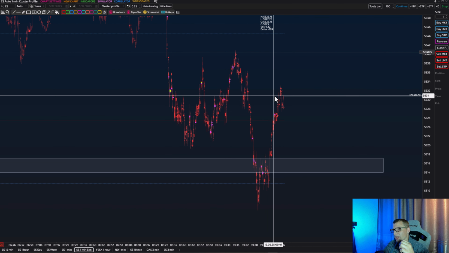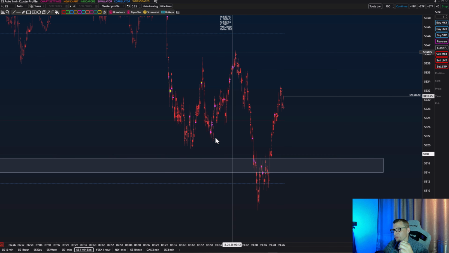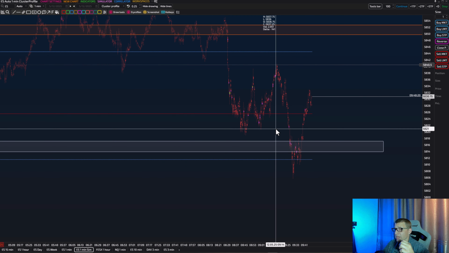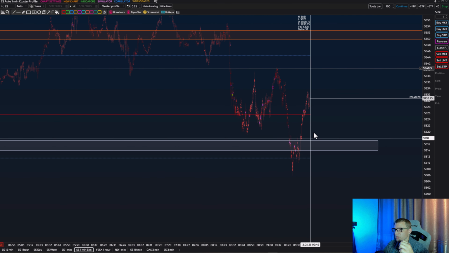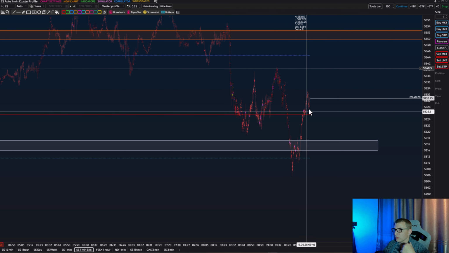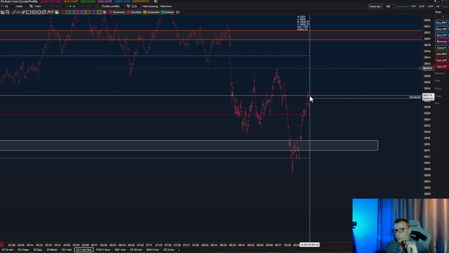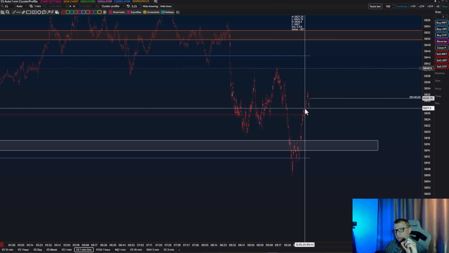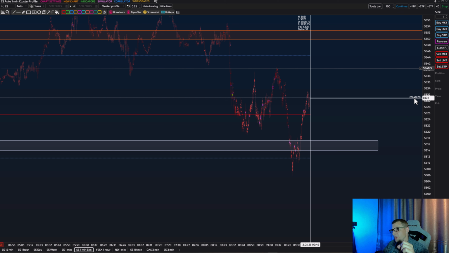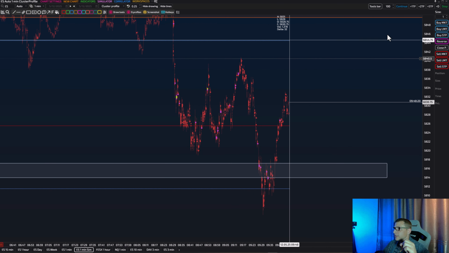We need to wait for another test of this zone of an inertial trade. Okay, so right now we can say this is a responsive activity. All we need to do is to wait for the retest of this zone, and then we can enter. One more important thing: timing. I understood that right now, at this moment, I shouldn't buy. It's too early. So I shifted my timing to the end of the 10th hour. 10:30, 10:40, or even 10:50. Something like that. Let's see.